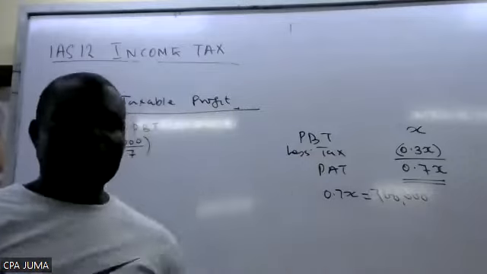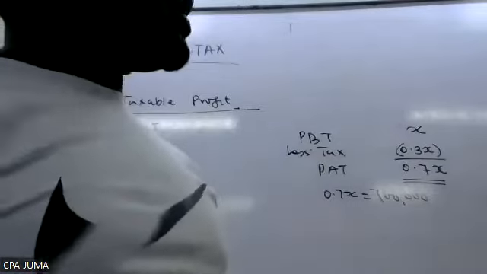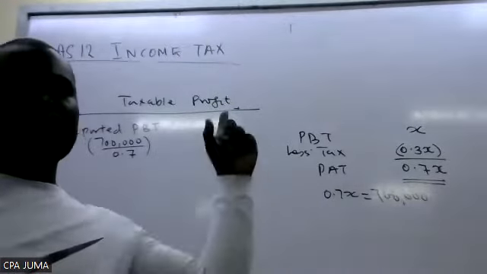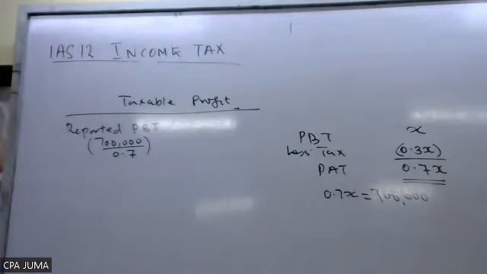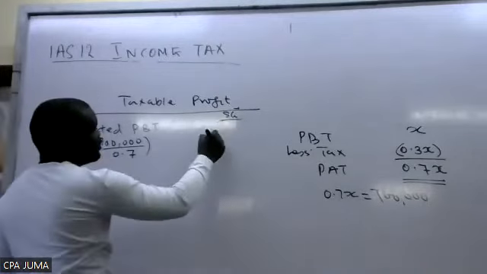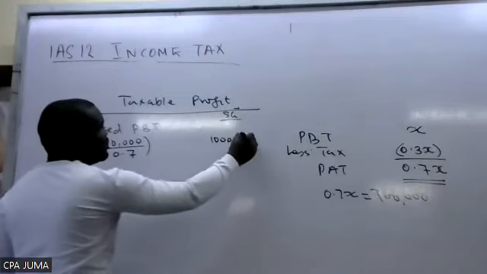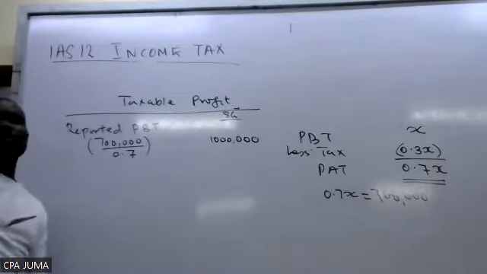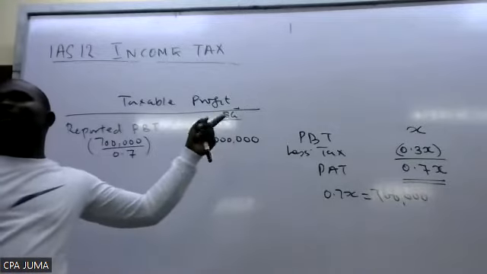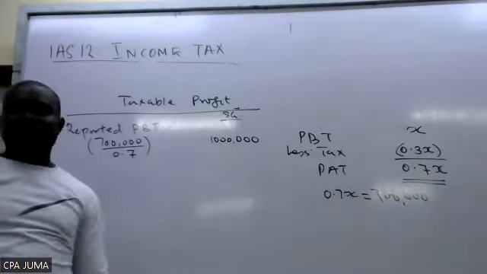Don't go through that long reasoning. If the tax rate is 30% and you have PBT, just divide by 70% and you will get back. So profit before tax is how much? 1 million.